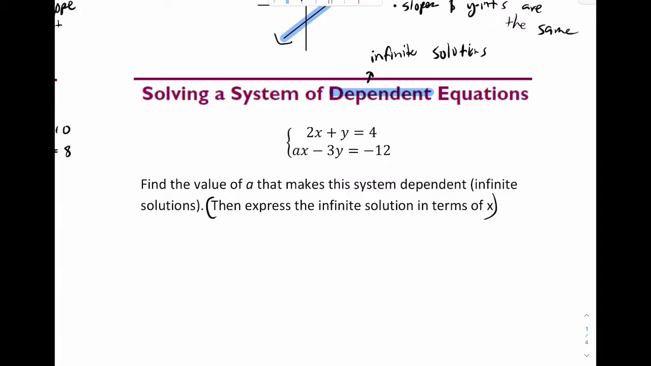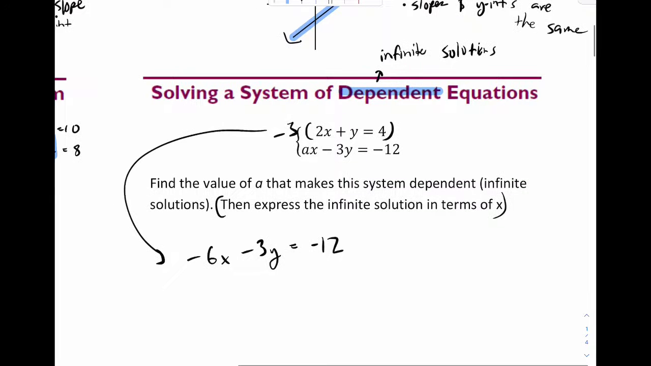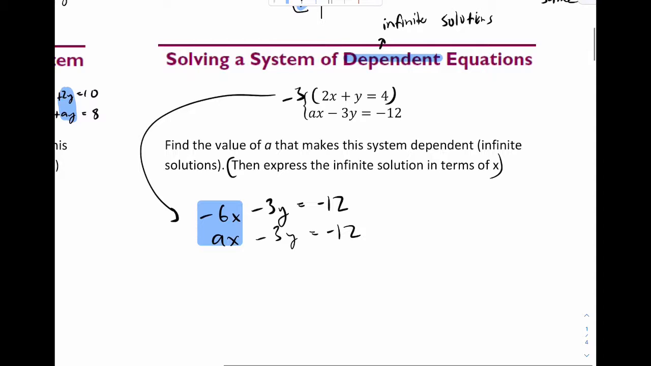So I'm going to multiply this one by -3. So that would be negative 6x minus 3y equals -12, and leave the second equation alone. Remember, we're trying to make them match, so just look right here. And I can see that A must equal -6, and we're done.